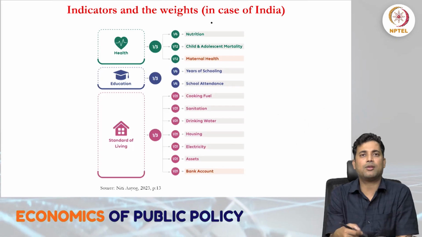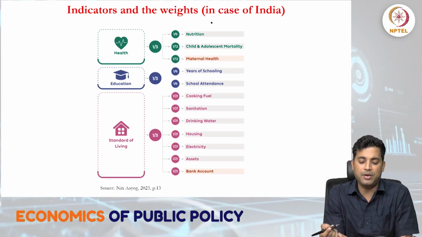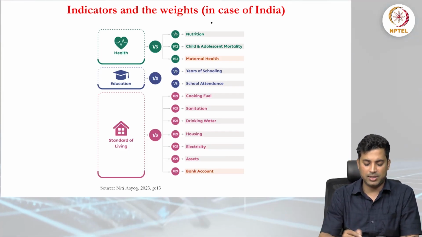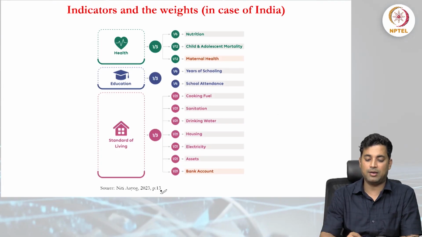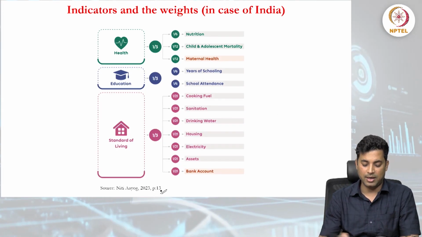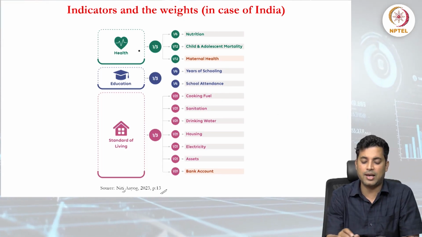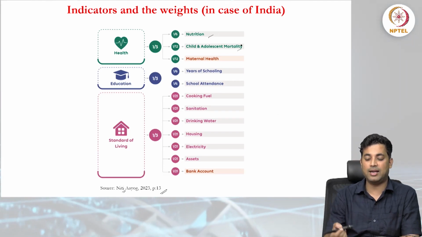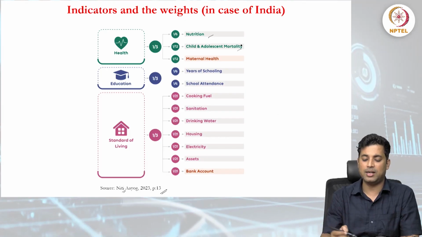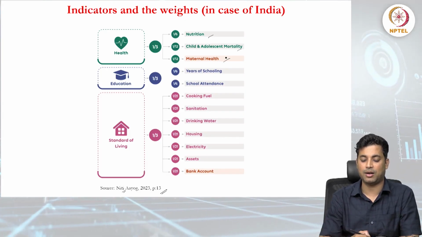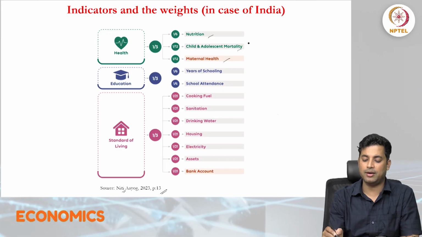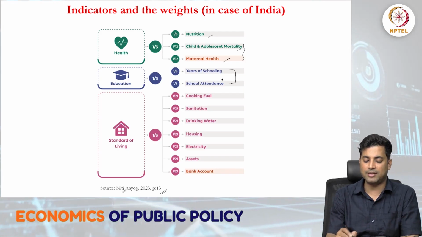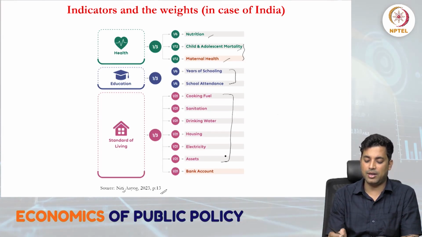Now one can also reframe this as per their objectives and goals. Here we have taken these indicators and their weights, and in the case of India we have taken them from NITI Aayog. You can see that in health and nutrition, it is not only child mortality but child and adolescent mortality, and maternal health is taken into account. So a subgroup is added here, and years of schooling and school attendance are kept as they are.